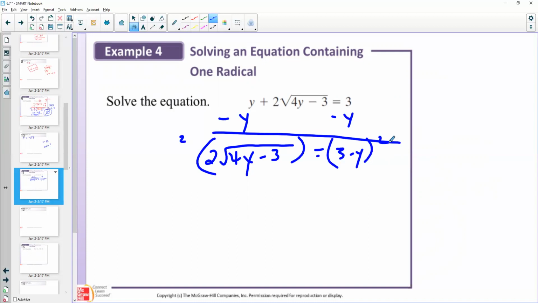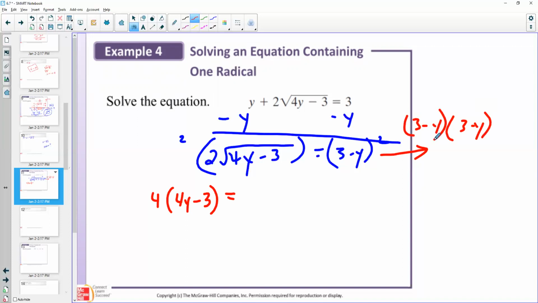All right. So what happens is on the left, I'm going to get 2 squared is 4 times just 4y minus 3 because it comes out of the radical. So that side, whatever. On the other side, though, this means 3 minus y times 3 minus y. It means FOIL. It does not mean 9 minus y squared. Not at all. So FOIL, I get 9 minus 3y minus 3y plus y squared. So I'm going to write that in standard form. Y squared minus 6y plus 9.